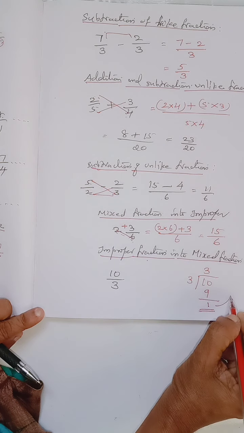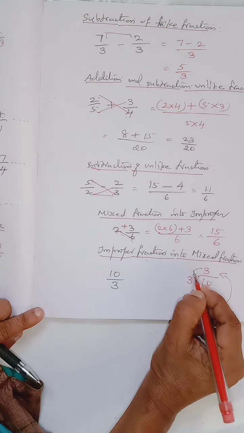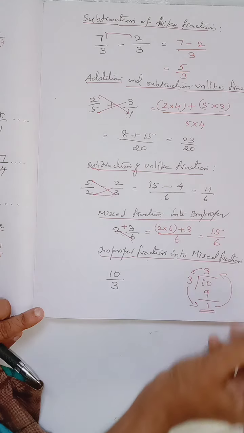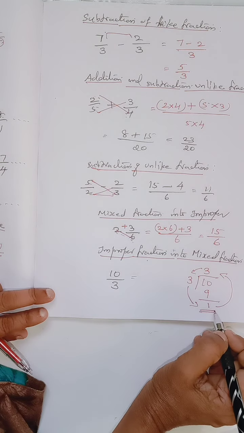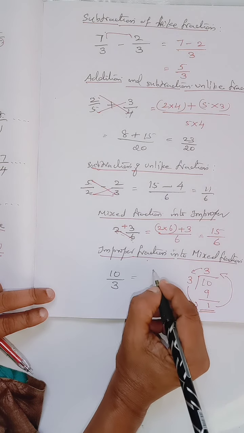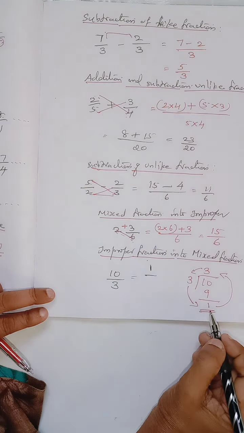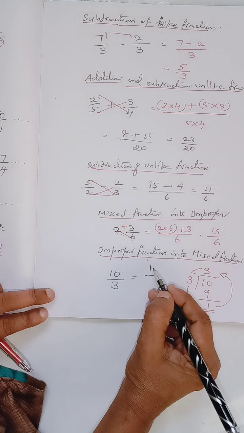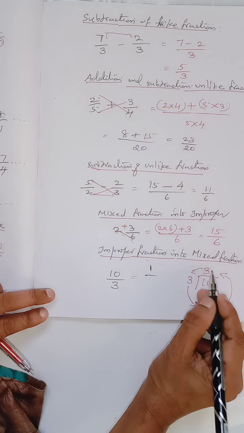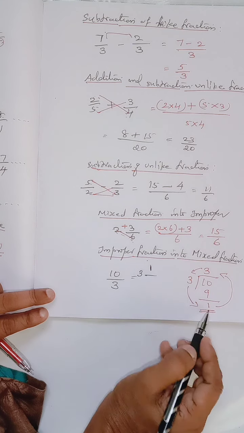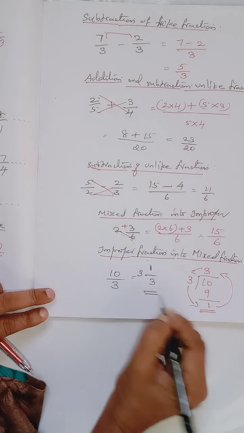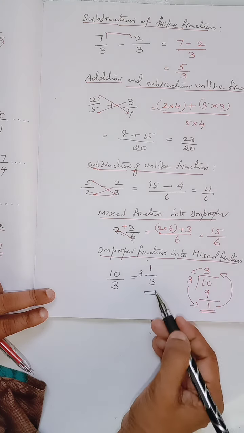Okay, write like this in the anti-clockwise direction. Anti-clockwise in the sense the remainder will go to the numerator. So the remainder is 1, so it will go to the numerator. And this quotient will come to the side. And the dividend will come to the denominator. Okay, so in the anti-clockwise direction you should write.